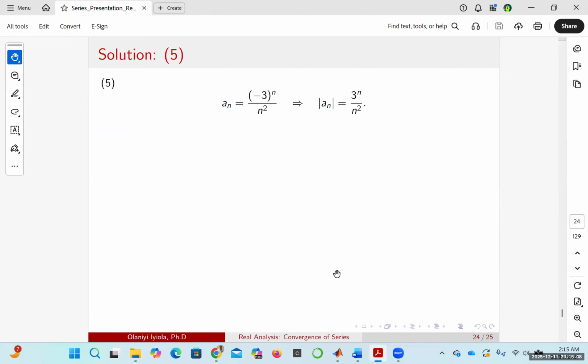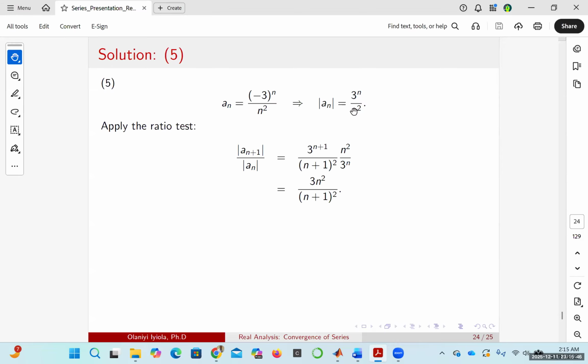Again, this question 5 is the sum from n equals 1 to infinity of (-3)^n over n squared. So in that example, a_n is given by (-3)^n over n squared. When I take the absolute value, what it means is that the negative sign disappears: if I separate this numerator to be (-1)^n times 3^n, the (-1)^n will become 1, and so I'm going to have 3^n over n squared.